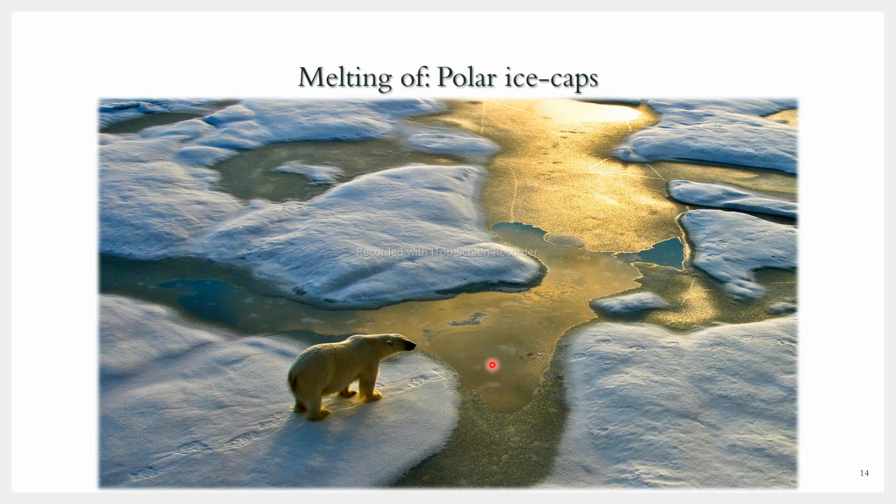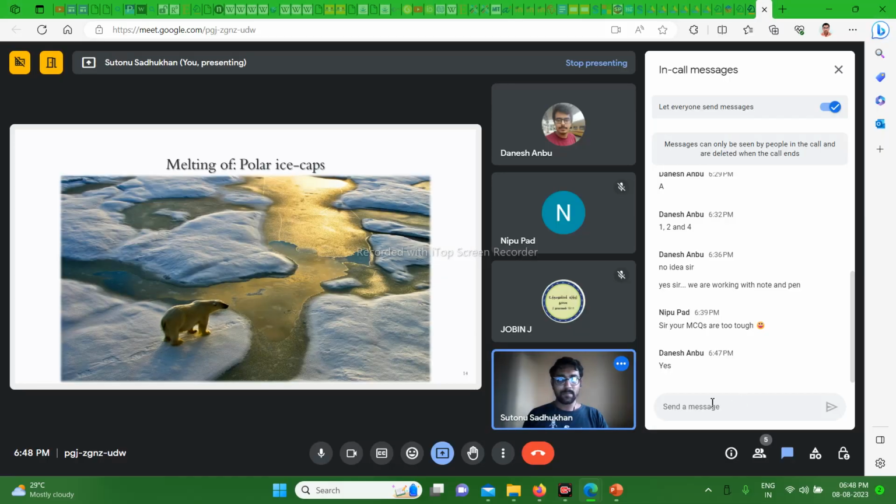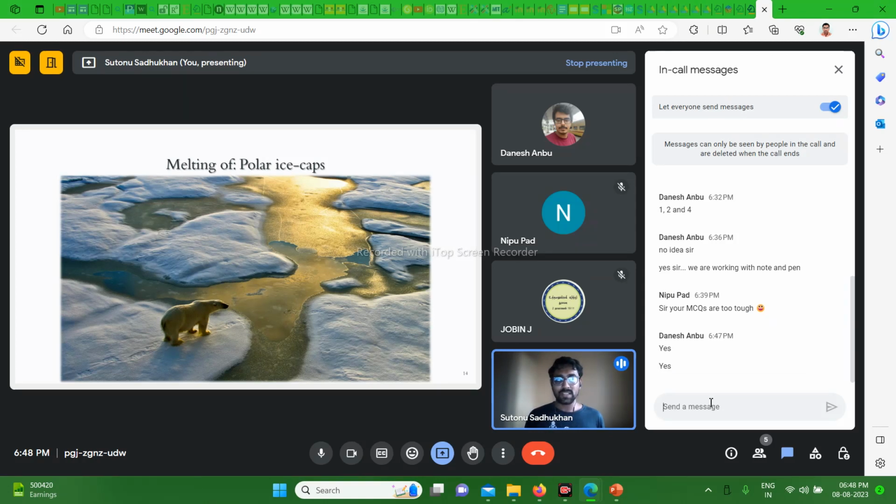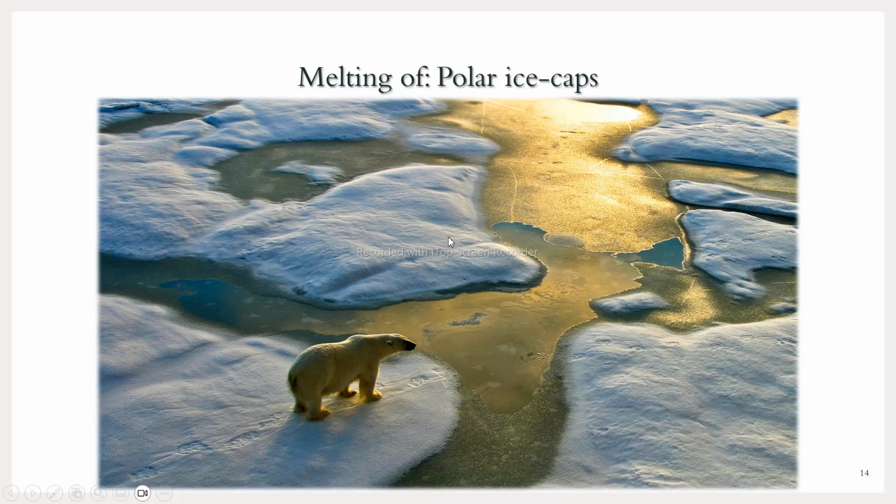So how many of you believe that global warming and polar ice cap melting are related? Let's see, type Y for yes, N for no. Okay, so Danesh is answering. Okay, so the thing is that global warming is causing the melting of polar ice caps, and global warming is causing sea level rise, both. Now, directly or indirectly, it is the question.